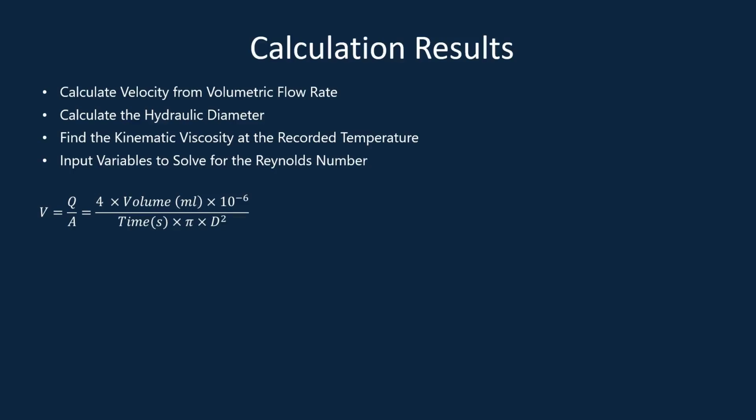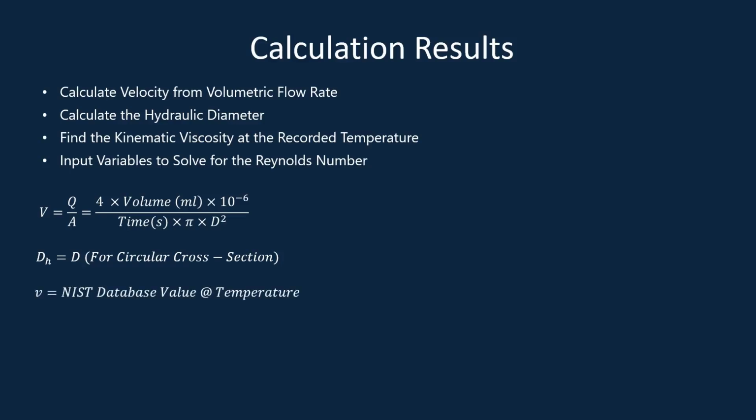The modified formula shown in the image simplifies this relationship, where we have 4 times the volume that we measured times the power of 10, because we're converting milliliters into cubic meters, divided by time in seconds times pi times the diameter squared. Next, we determine the hydraulic diameter, or DH. For a circular pipe, it's fairly simple. The hydraulic diameter is just the diameter of the pipe.